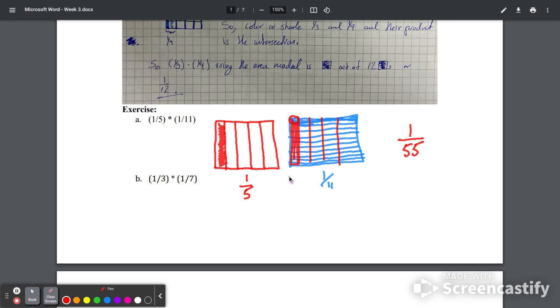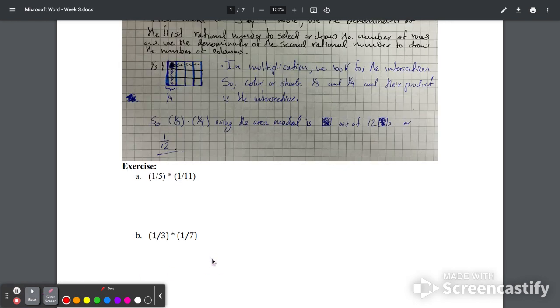All right, do the same thing. Hit pause, try to do letter B, so we're just practicing how to draw the model of the situation. Okay, so we're back. So we've got 1/3. So we start off, and however you want to draw that.